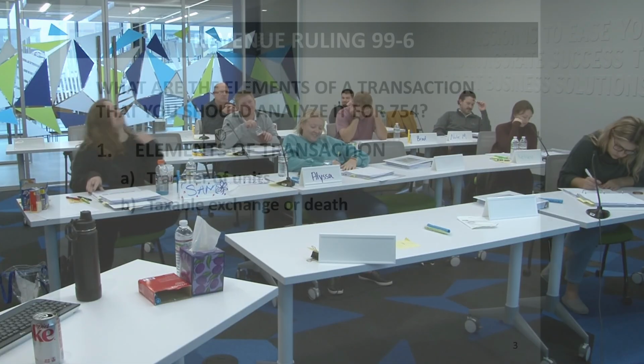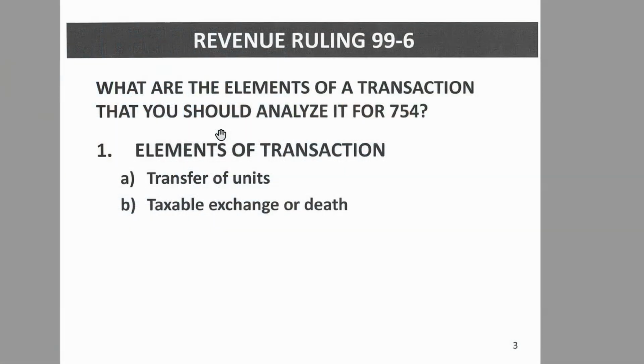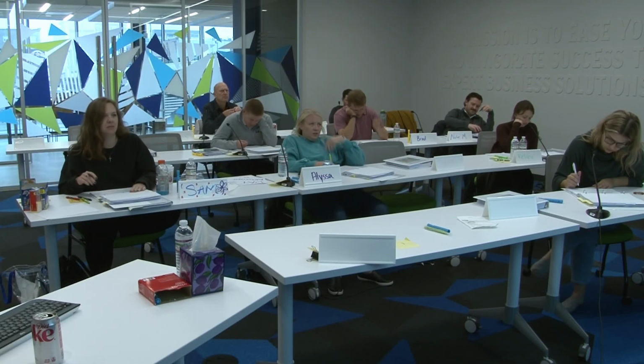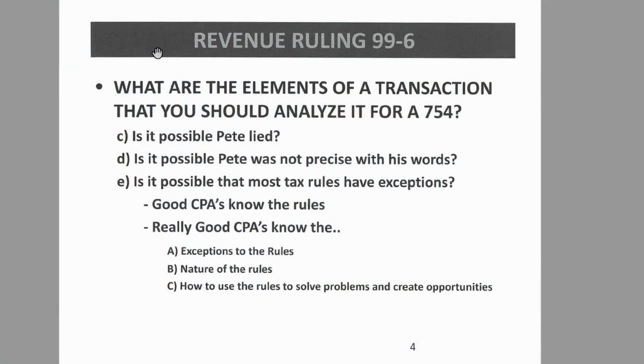Okay. Noodles, what's this say? What are the elements of the transaction that you should analyze it for 754? A, transfer of units. B, taxable exchange or death. Okay. I don't know why this is in here. We're going to find out. I'm drawing some sort of compare and contrast, I guess. Okay. What's this, Noodles? All right.